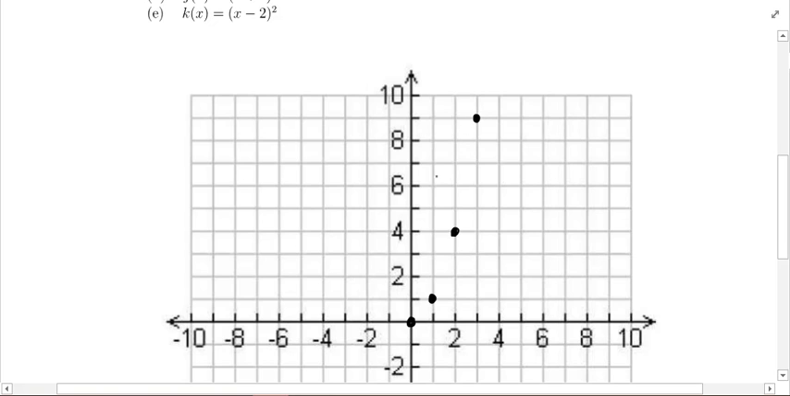It is symmetric about the y-axis, so it's also going to go through negative 1, 1. It is going to go through negative 2, 4. It's going to go through negative 3, 9, okay? And then I'm going to go ahead and connect the dots using a parabolic shape here.